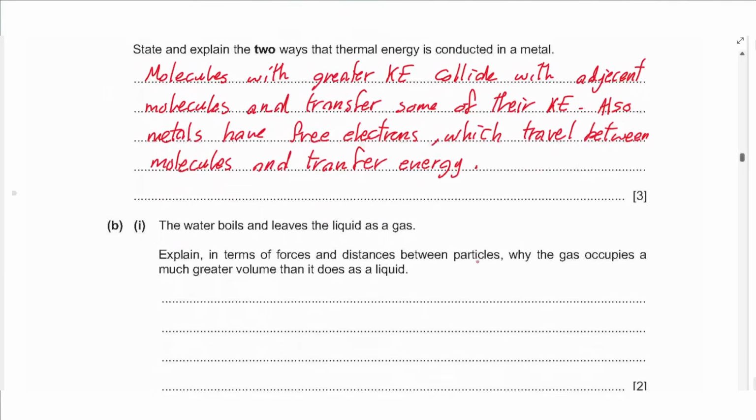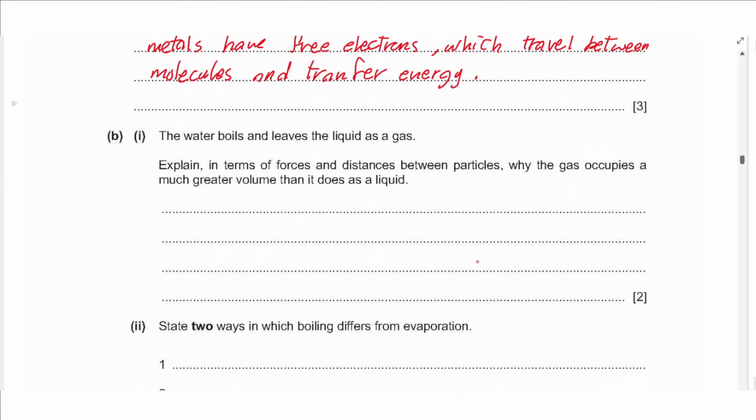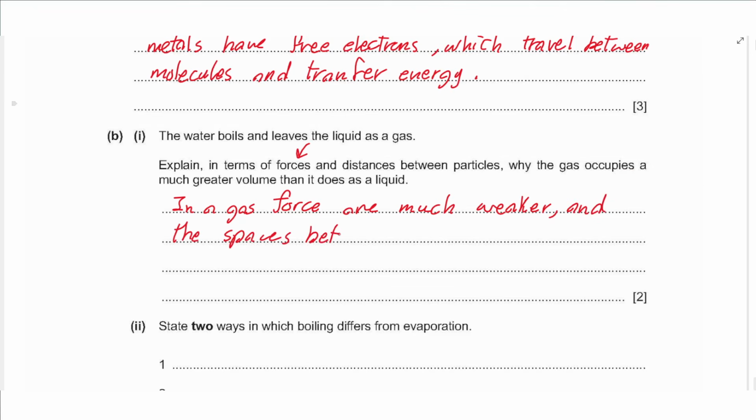Right. Question B(i) says the water boils and leaves as a gas. Explain in terms of forces and distances between particles why the gas occupies a much greater volume than it does as a liquid. First, you're required to mention forces and spaces between molecules. So in a gas, forces are much weaker, which allows molecules to move further apart, and the spaces between molecules are much greater than in liquids. That's why a gas occupies a greater volume.